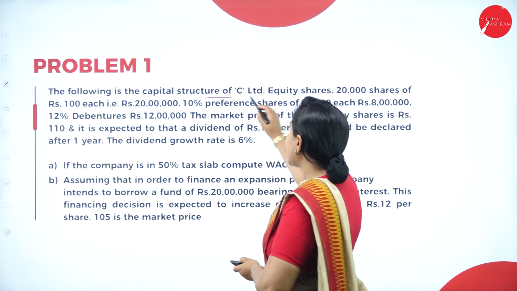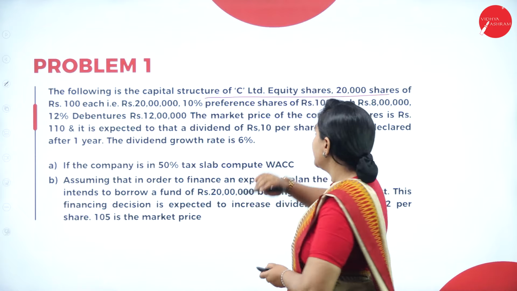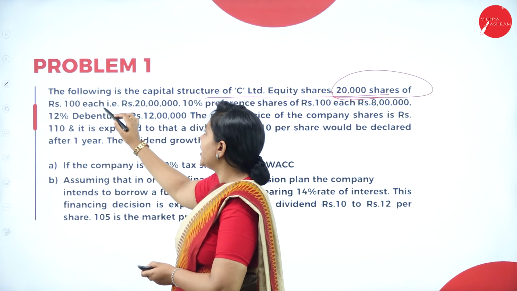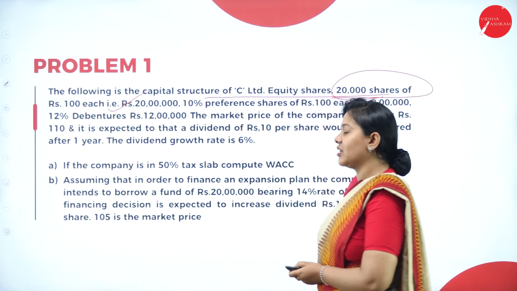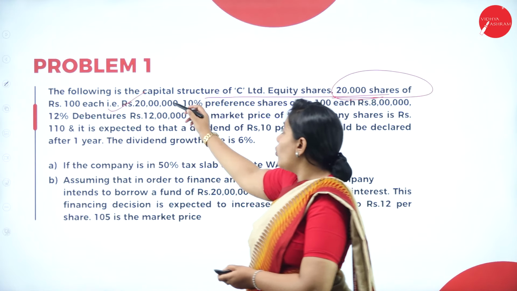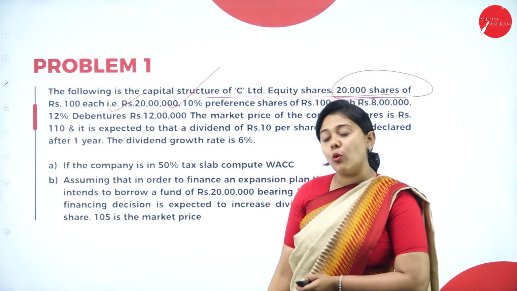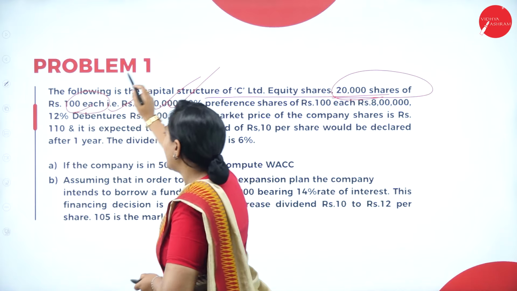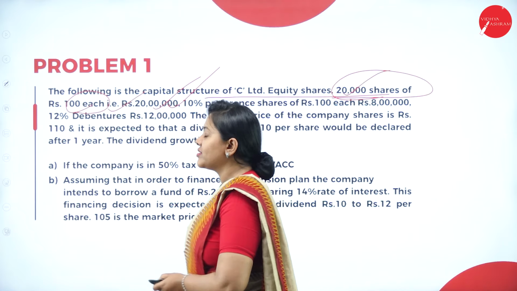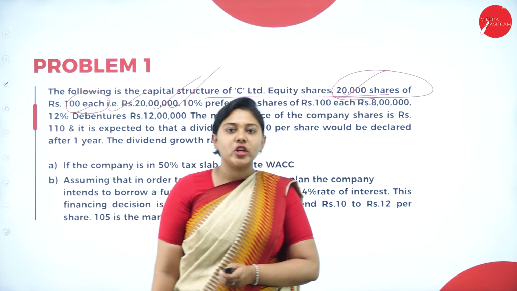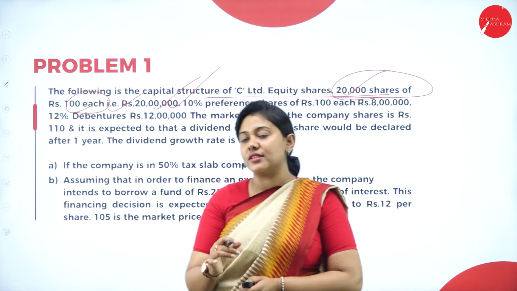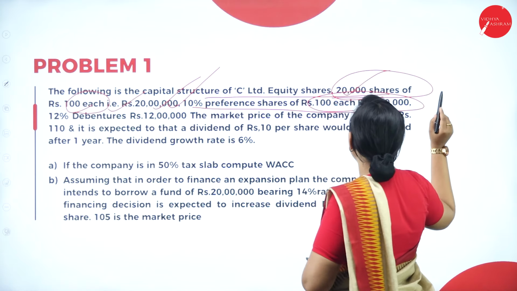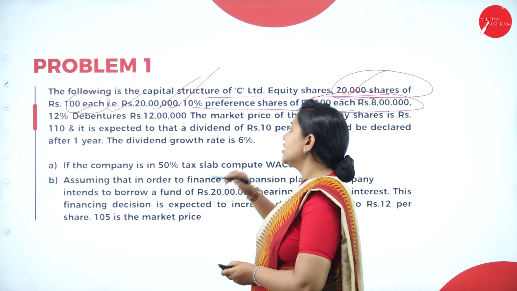The following is the capital structure of SEAL Limited. Equity shares, 20,000 shares of rupees 100 each. It is 20 lakh, that is the value. What is that value? Book value. So 20 lakh worth of shares have been issued at 100 rupees each, 20,000 shares. So 100 rupees is what? Net proceeds. Next, 10% preference shares of rupees 100 each, rupees 8 lakh is given.